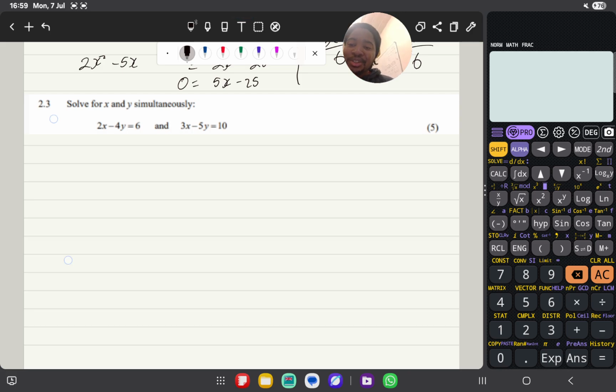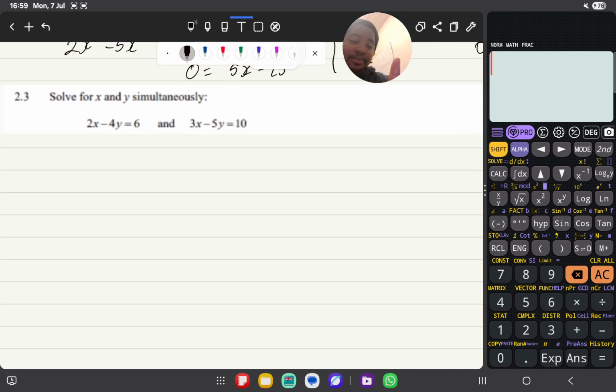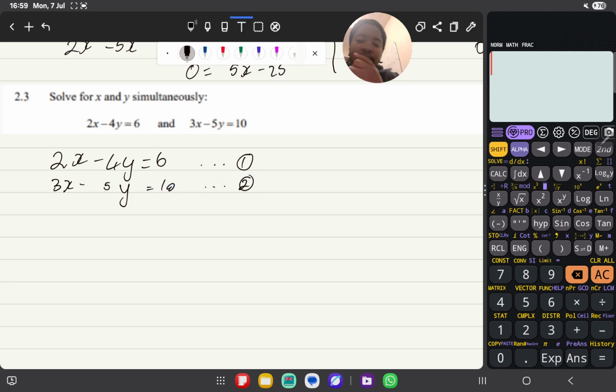Simultaneous equations. Remember, you identify your equations. That's the first thing. You have 2x minus 4y equals 6. That is equation 1. You have 3x minus 5y equals 10, right? That is equation 2. Cool. So remember, how many methods did we do? We did substitution and elimination, right? So I'm going to try one method.